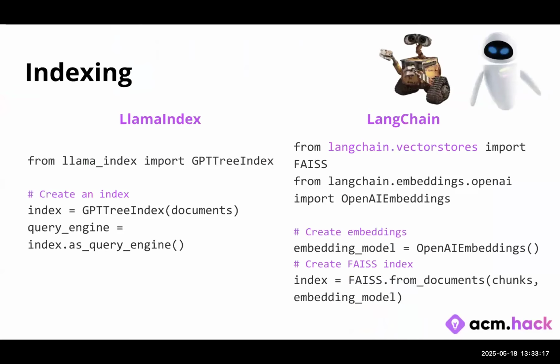All right. So now you'll need to index your splits. For Llama Index, you would import a GPT tree. Basically, you just load your document into the method and put it into a query engine. A query engine basically takes your input and then puts it into a vector store. For LangChain, you would need to import a vector embedding and a similarity search.